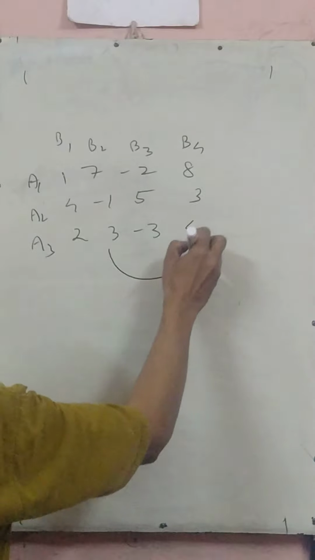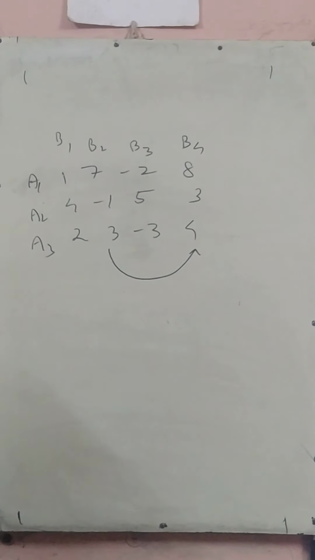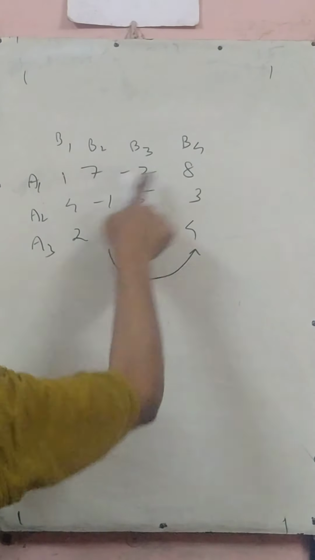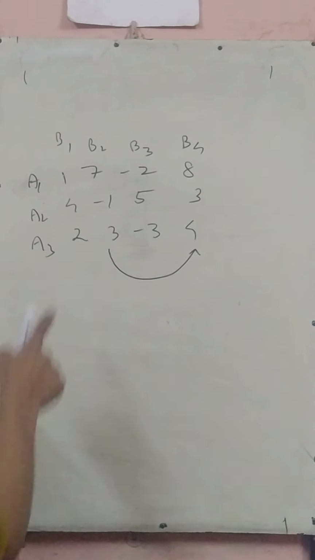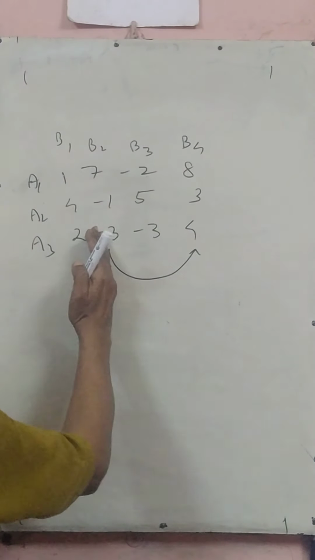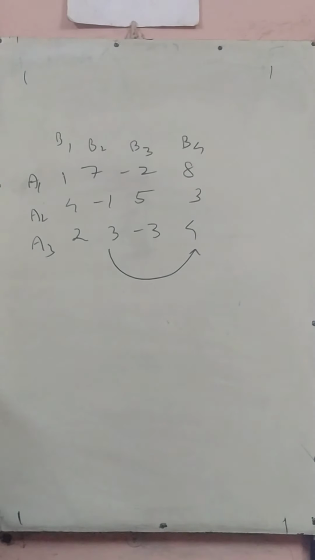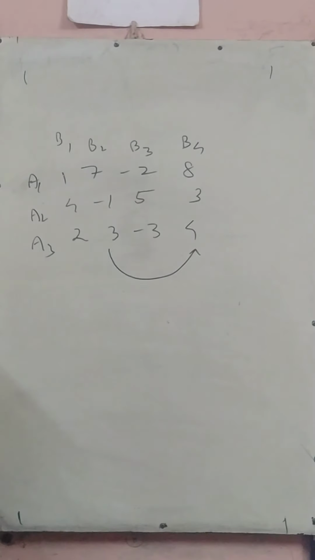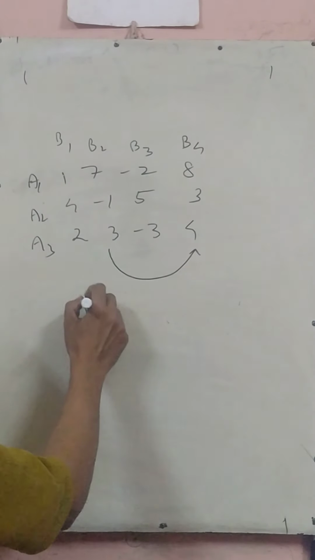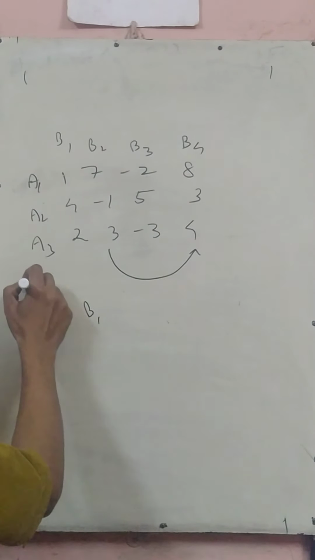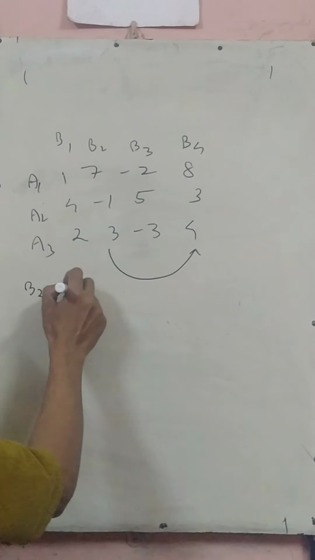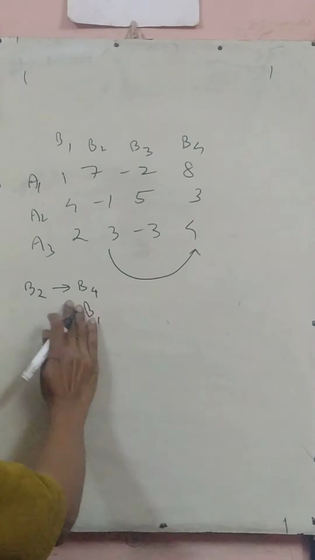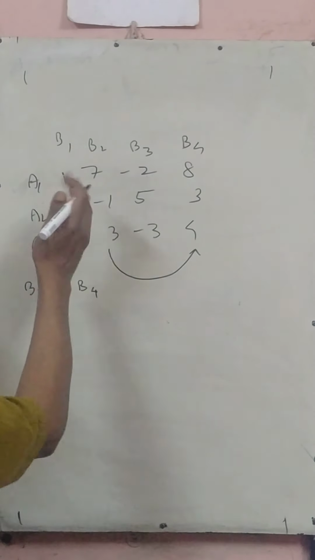That means what you are finding, that second column is obviously less: 7 is less than 8, -1 is less than 3 and 3 is less than 4. So what we are finding, that second column is lower than the fourth column. So we will remove the fourth column, because fourth column shows more loss. So the reduced matrix, we have to mention that B2 dominates B4. B2 dominates B4 because B2 has lower values.